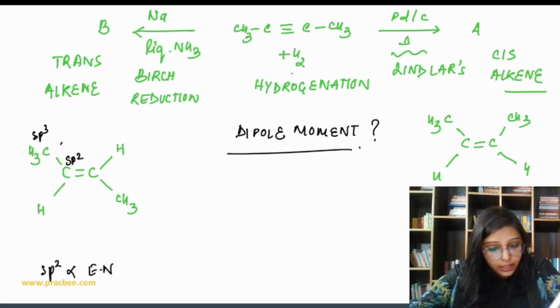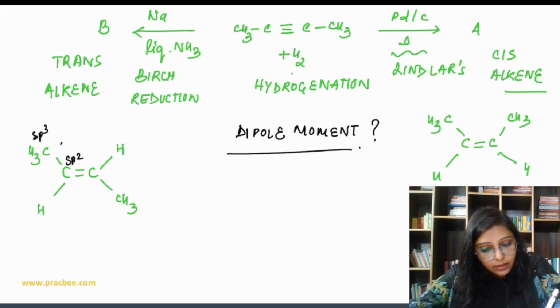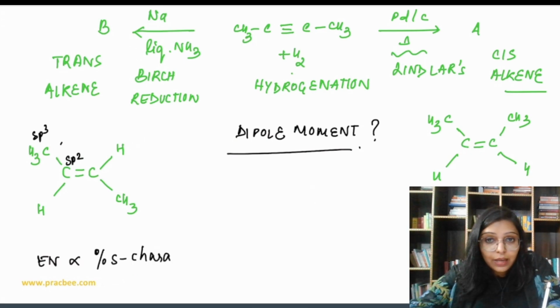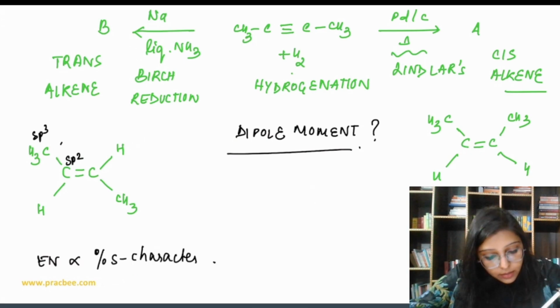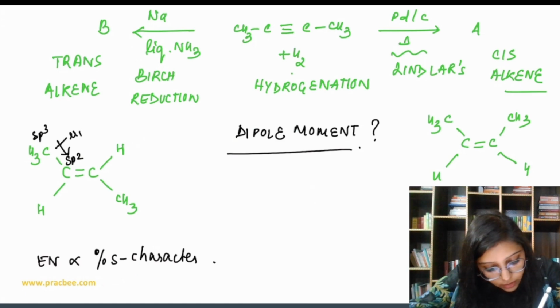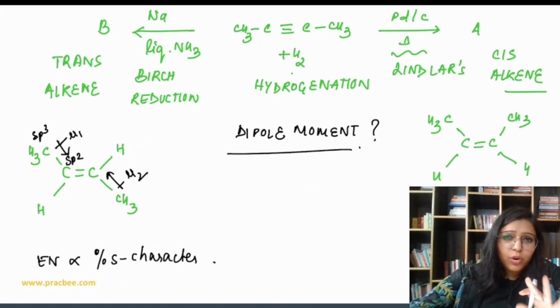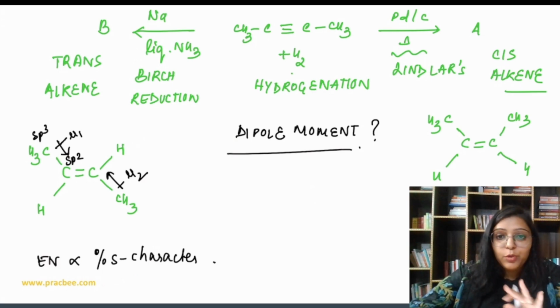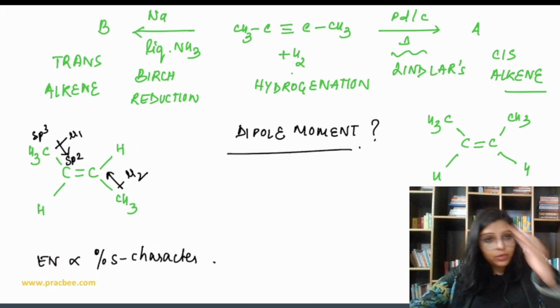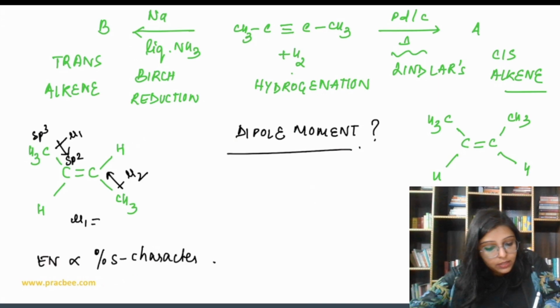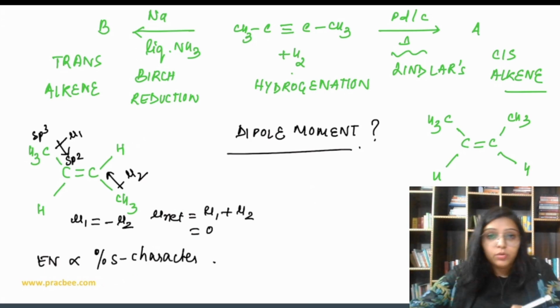More electronegative. That is, we can say that electronegativity is directly proportional to percentage s character. Already discussed in chemical bonding, beta. So here the dipole is towards this side, mu1, and mu2 is towards this side. The carbon-hydrogen bond we can assume as non-polar, right? So mu1 is over here and mu2 is in this direction. If you see, mu1 is equal to minus of mu2, due to which mu net is equal to mu1 plus mu2, which makes it equal to 0.